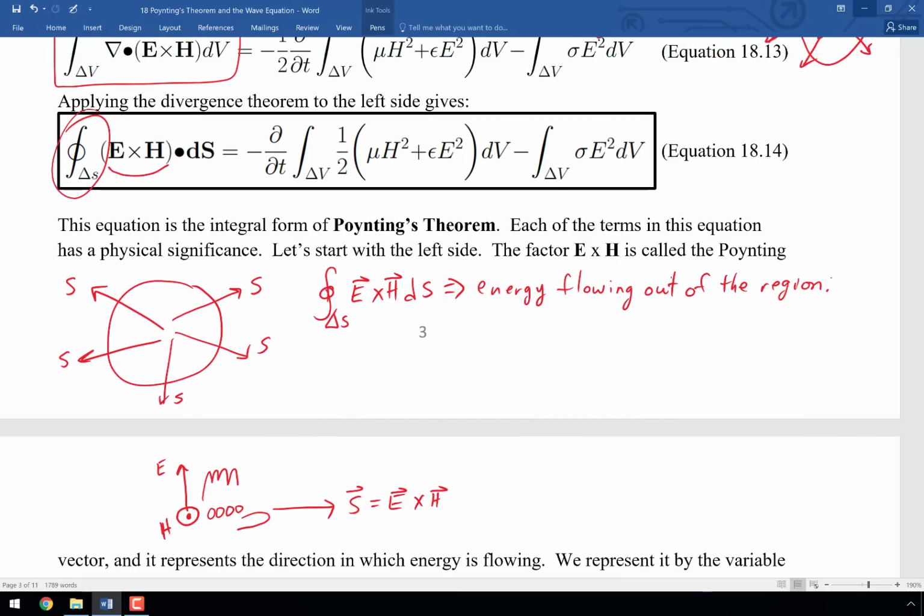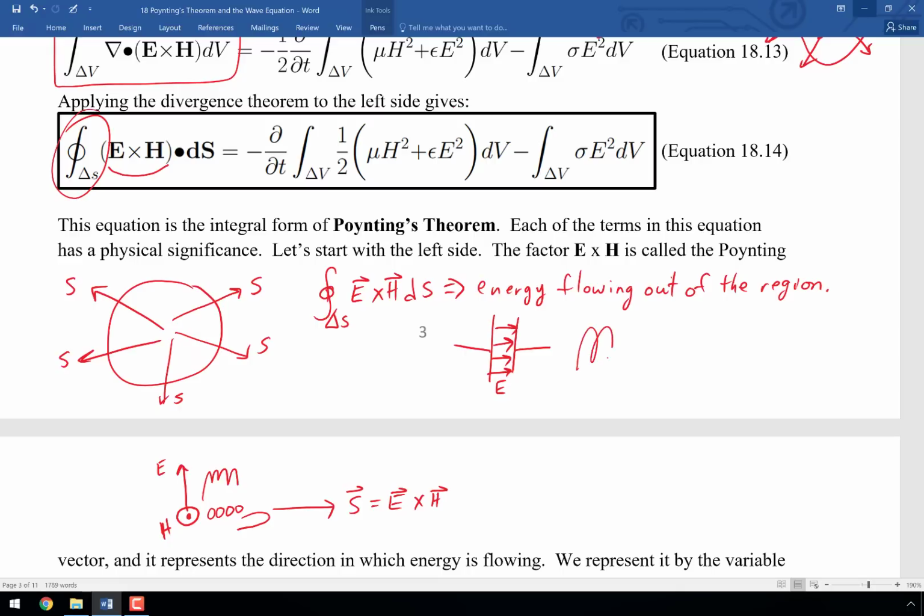Now let's look at the second term here. It turns out that the second term represents energy that is stored in the system. So this is like your bank account. So 1/2 mu H squared represents the magnetic energy in the system, and 1/2 epsilon E squared represents the electric energy in the system. You can remember that we've seen, for example in a capacitor, that there are electric fields in between the plates of the capacitor, and those electric fields are used to store energy.